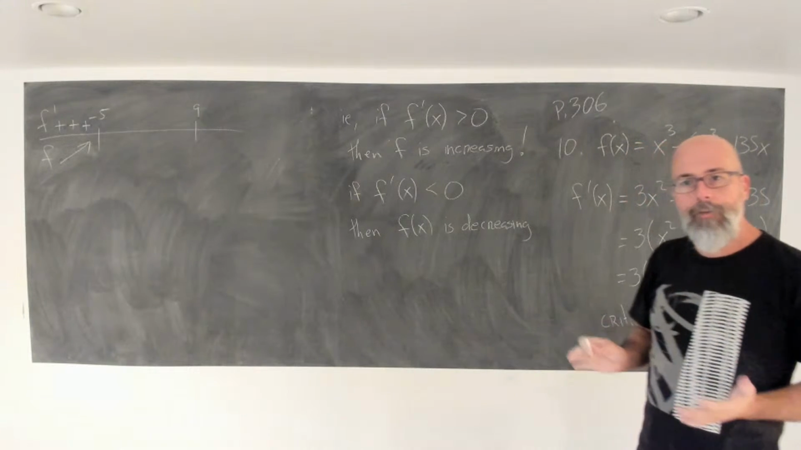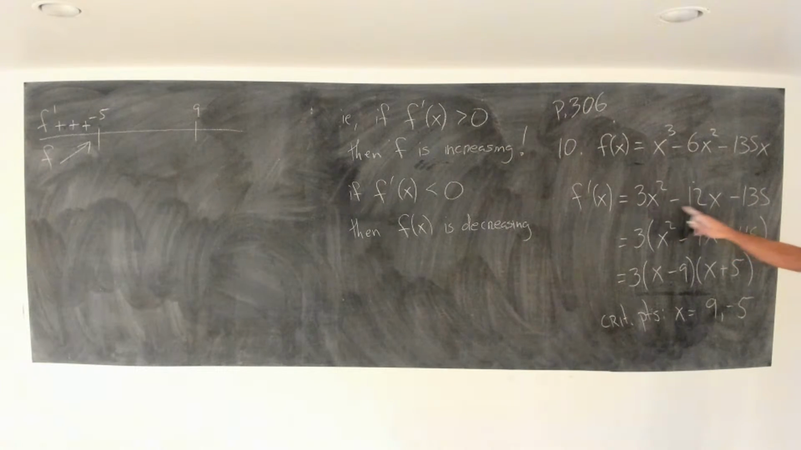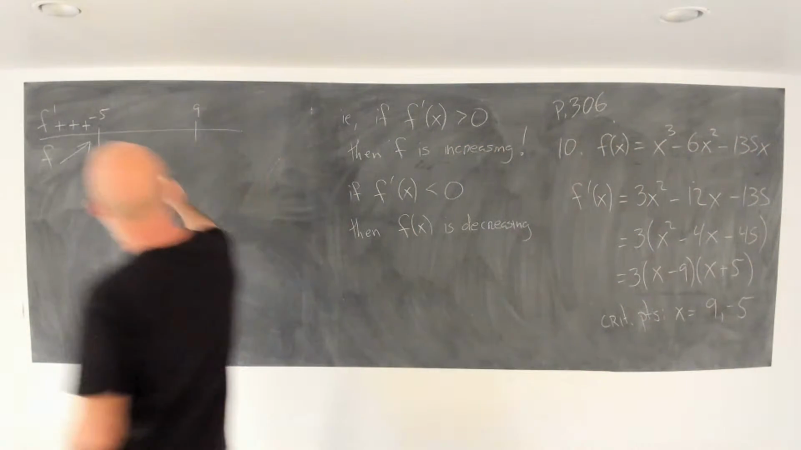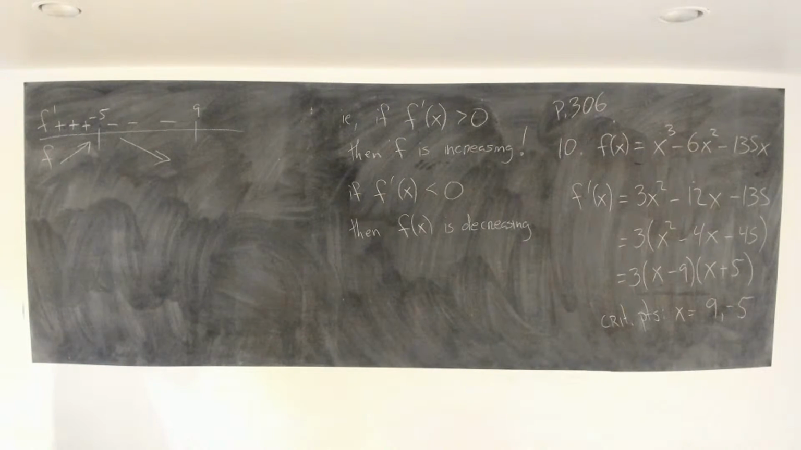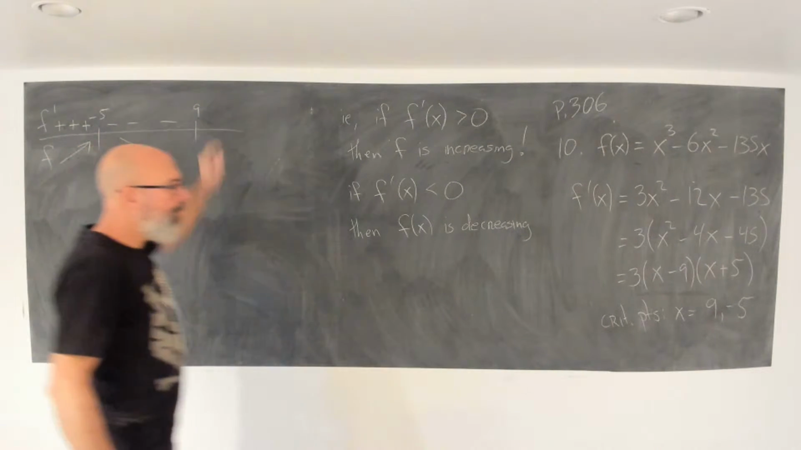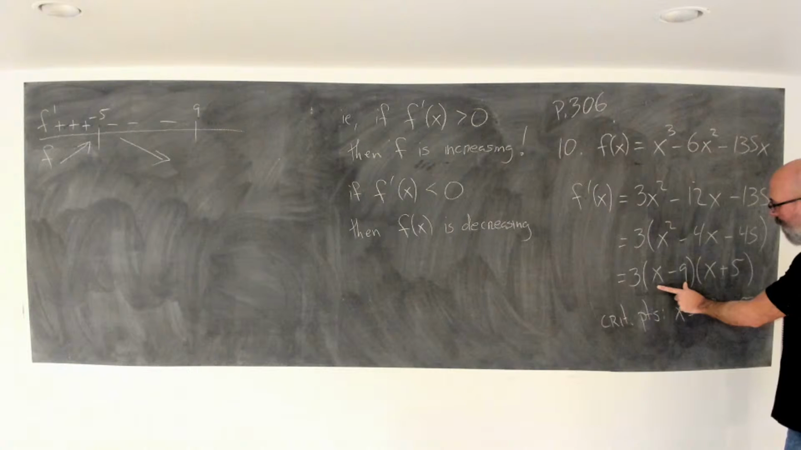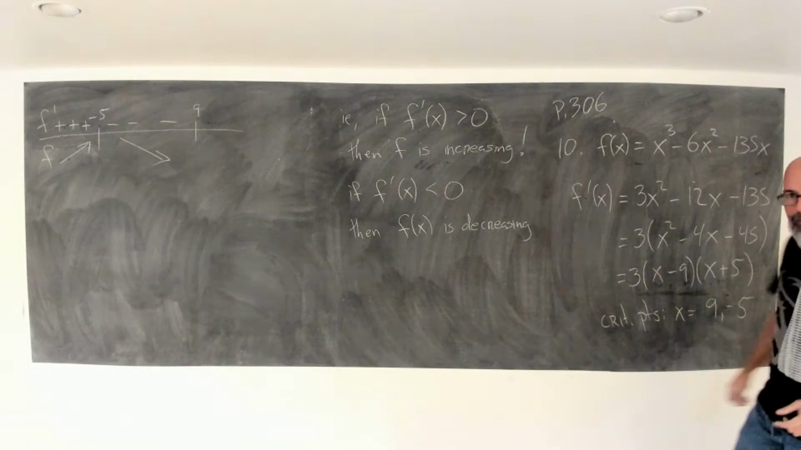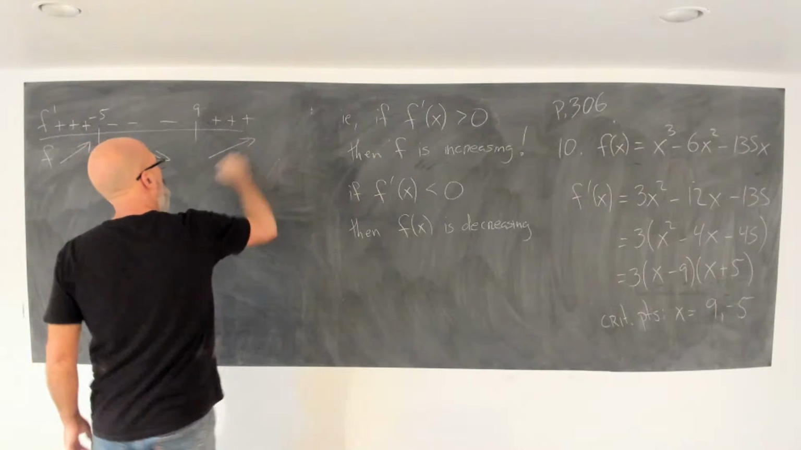Now, repeat on the interval negative 5 to 9. Take any point between negative 5 and 9, in particular 0. If you plug in 0, the derivative is negative 135. In other words, negative, which means your function is decreasing. Finally, take a number bigger than 9. Something bigger than 9 minus 9 is positive. Something bigger than 9 plus 5 is positive. So positive, positive, positive. The product is positive, which means your function is increasing.